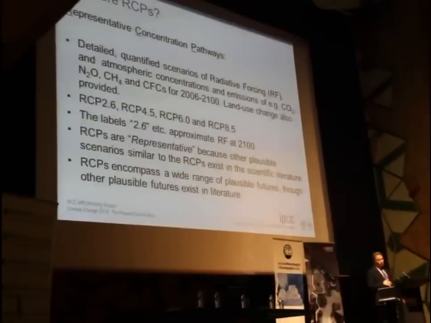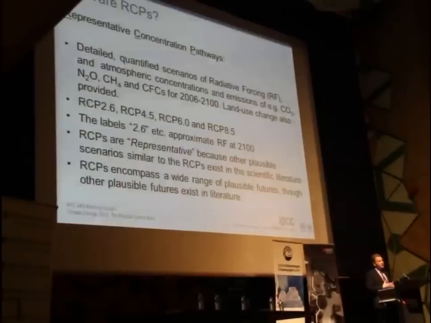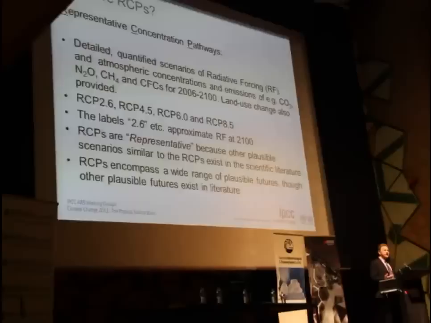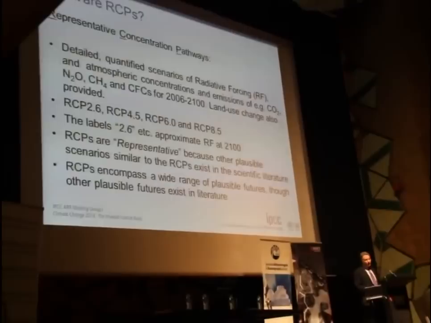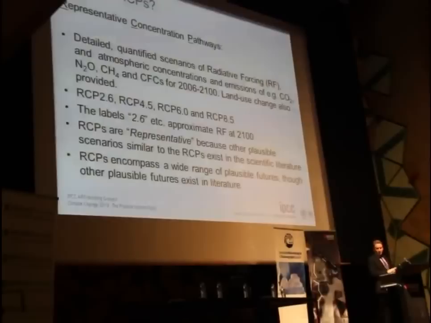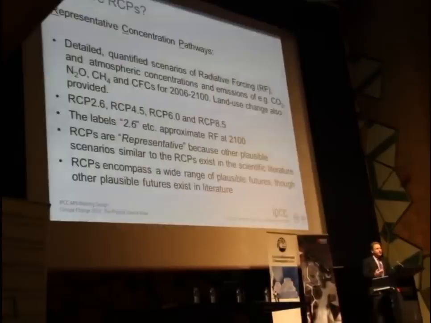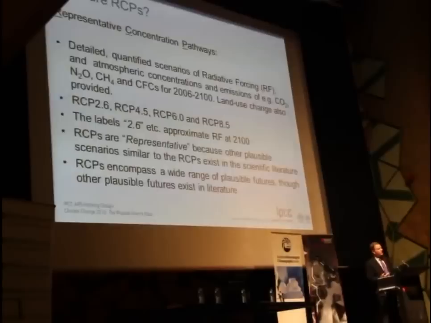These RCPs, each and every one, provide detailed, quantified scenarios for a range of different things, including radiative forcing, which is a technical term climate scientists use for a measure of how hard we're hitting the climate system on the head. The larger, the more forcefully we hit, the larger the changes will be. It also provides information on the atmospheric concentrations of various gases, including carbon dioxide, nitrous oxide, and methane, as well as CFCs, for the period 2006 through to 2100. And it also includes quantified information on how land use change may evolve over the coming century.